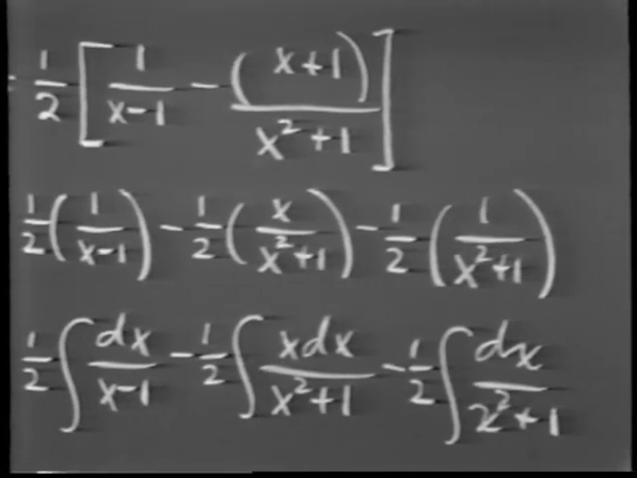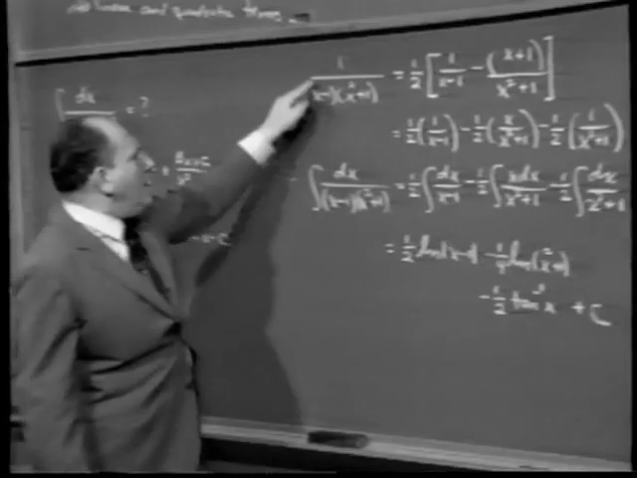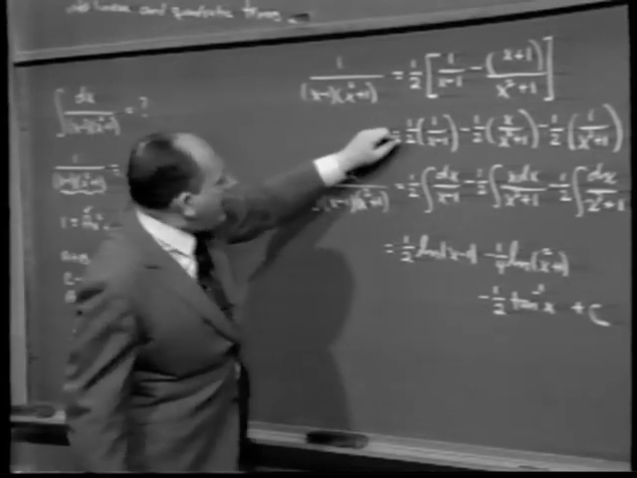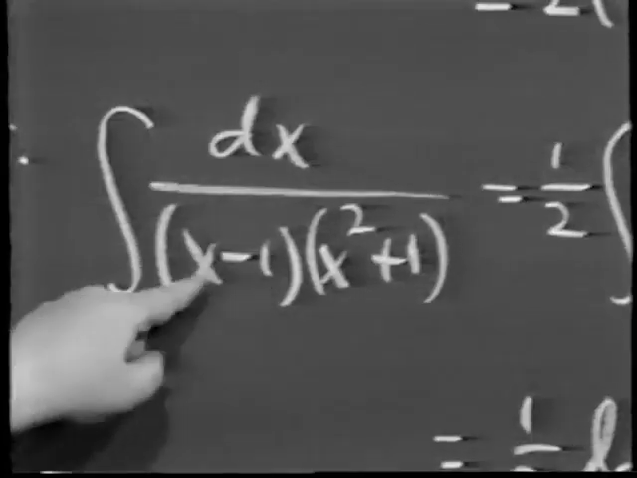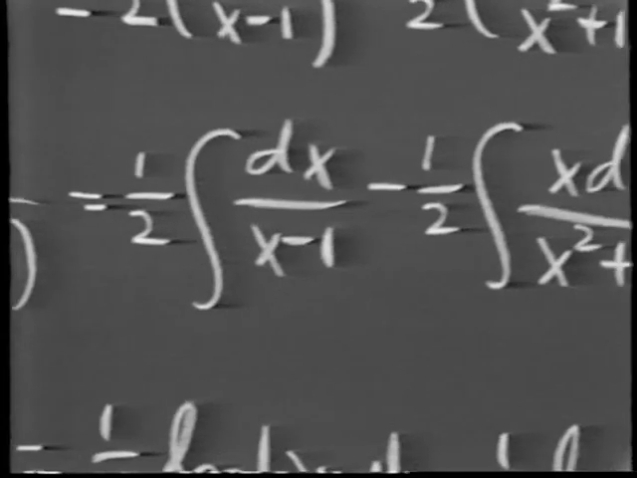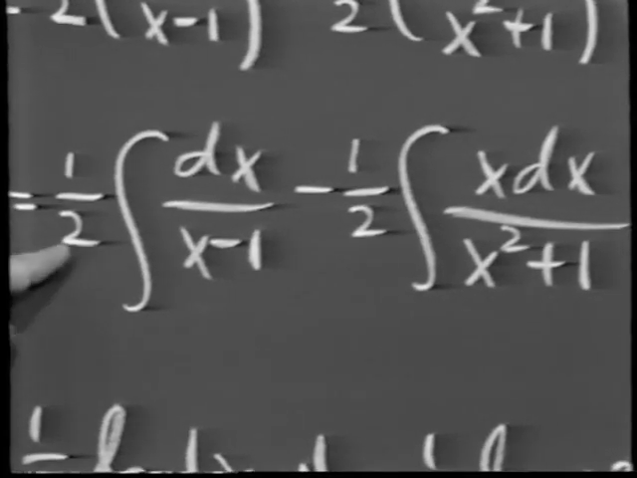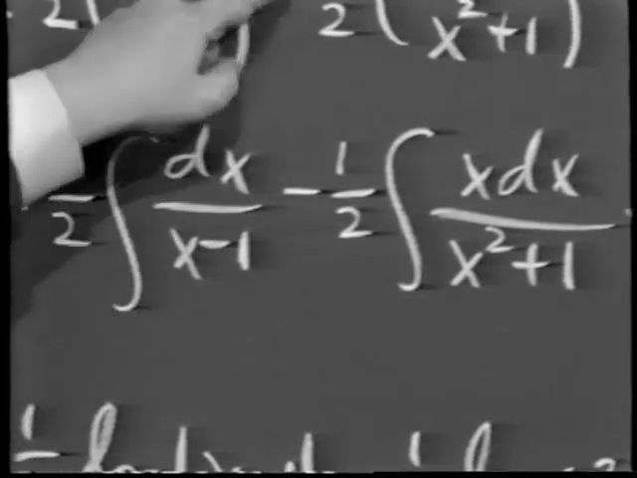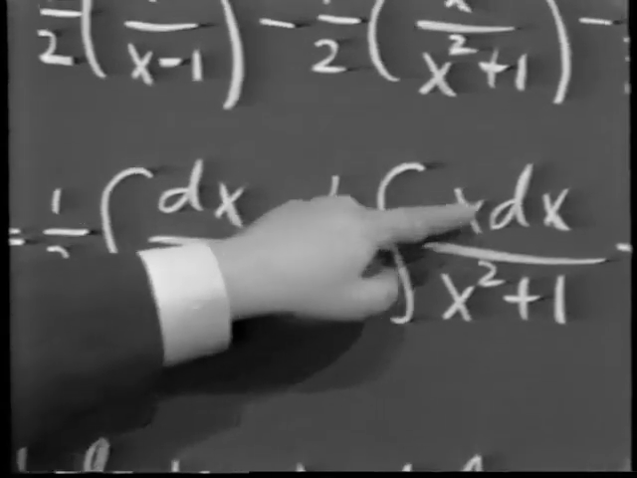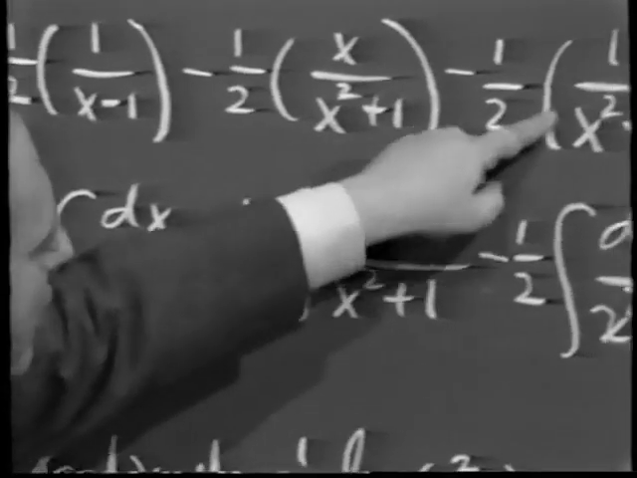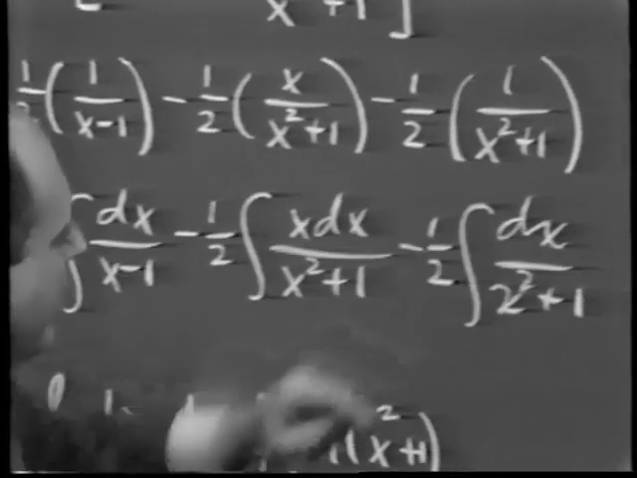Now, the key is this. I didn't really want this. What I wanted was what? This was to be my integrand. What I wanted was to integrate this with respect to x. Well, given this identity, the integral of dx over x minus 1 times x squared plus 1, recalling that the integral of a sum is a sum of the integrals, can now be written as what? It's 1/2 integral dx over x minus 1 minus 1/2 integral x over x squared plus 1 times dx minus 1/2 integral 1 over x squared plus 1 times dx.